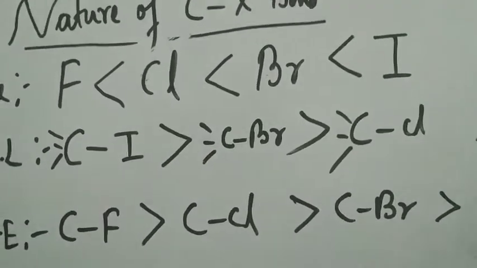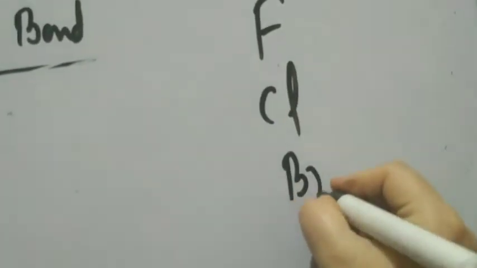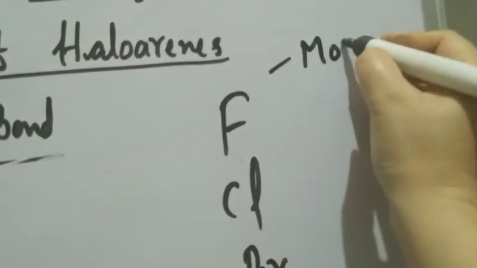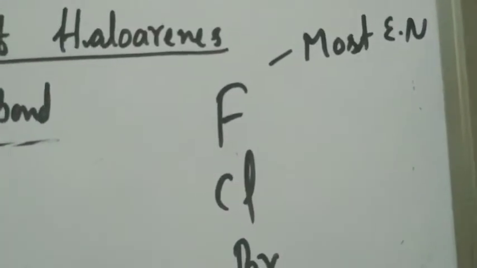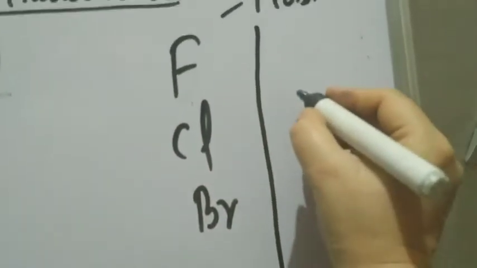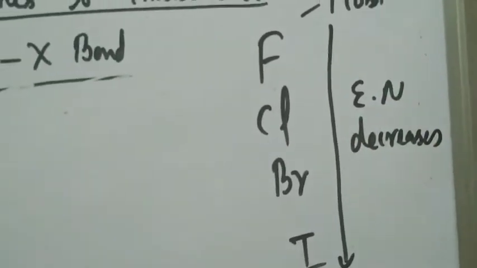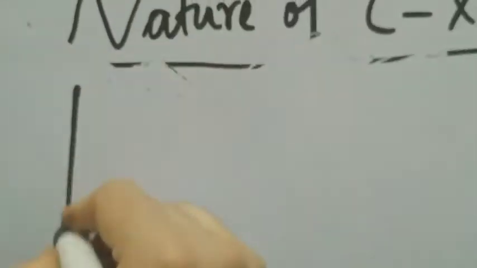However, after knowing this order, if we speak of the variation of electronegativity down the group, this is our halogens: fluorine, chlorine, bromine and iodine. Fluorine is the most electronegative element of the periodic table, not only of this group. The highest electronegativity is that of fluorine, on the Pauling scale, which is 4. And from top to bottom in a group, electronegativity decreases.